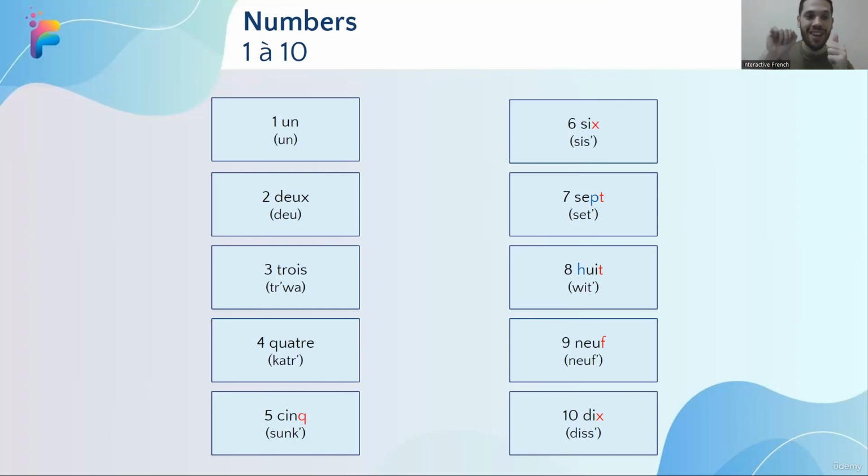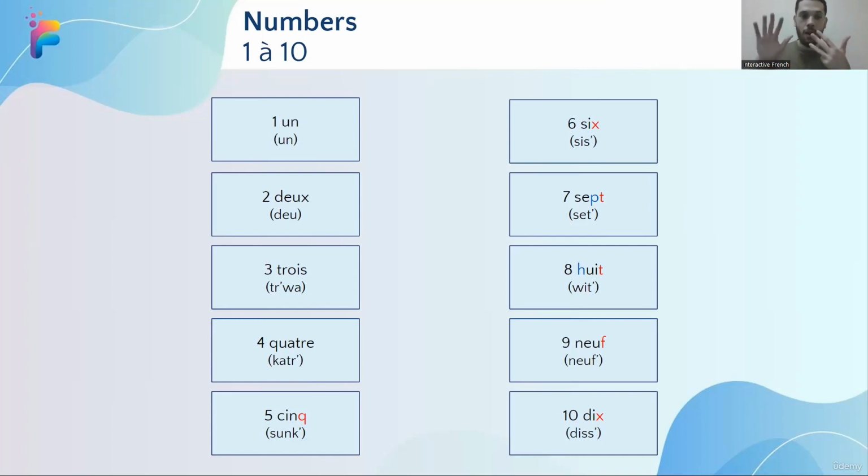So we've got six, okay, for 6. Next, we've got sept, sept for 7. Right? Moving on then to huit, huit for 8, okay?